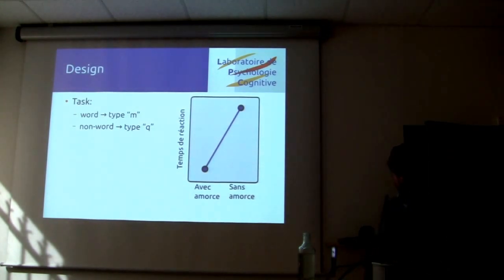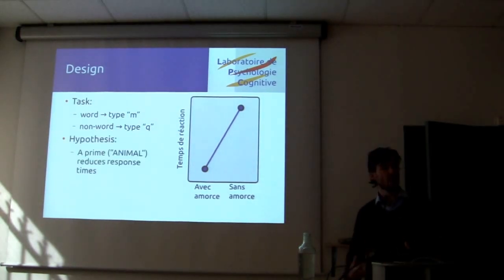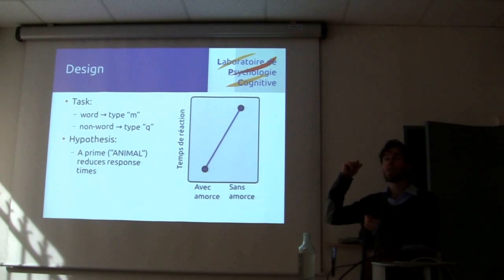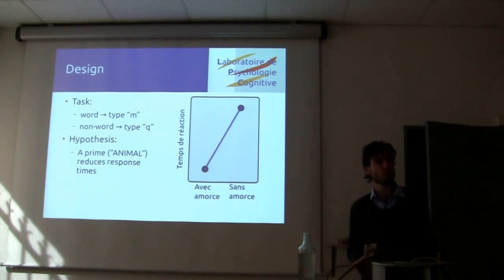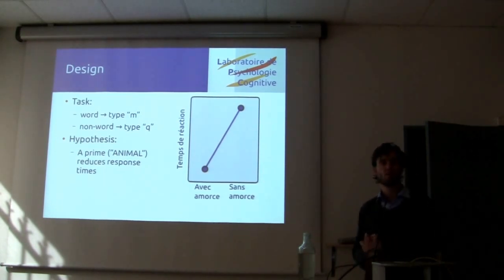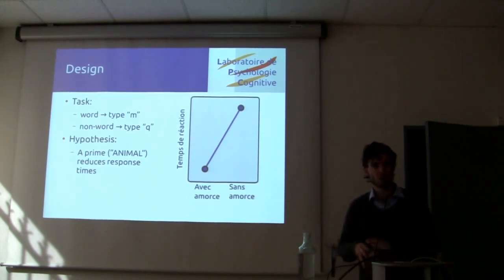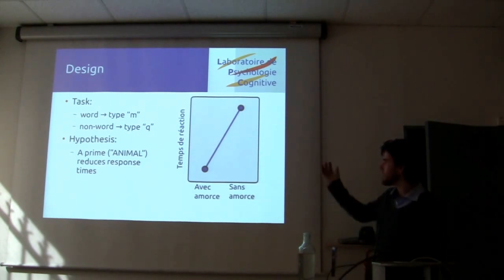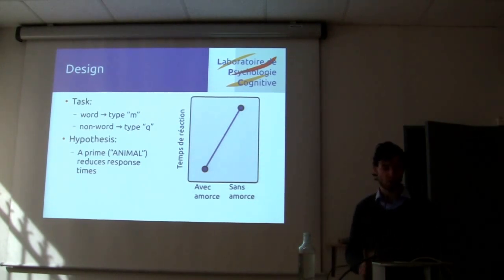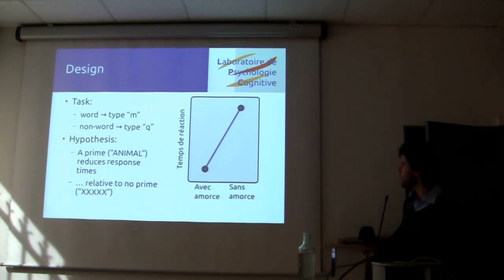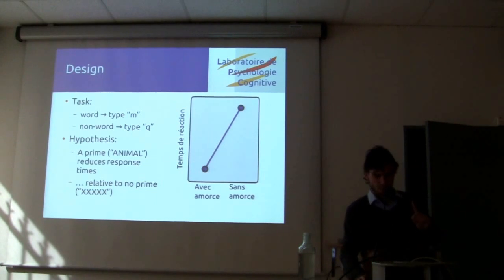But that's the task. And what we predict, the hypothesis, is that an animal prime reduces response times. In a lexical decision task, we generally only analyze the response times to the words and not the non-words, so we throw all the non-words away. For the words, which are all animal names, we assume that participants respond a little bit faster if they're primed with the word animal compared to when they've been primed with this fake prime. So that's our hypothesis.